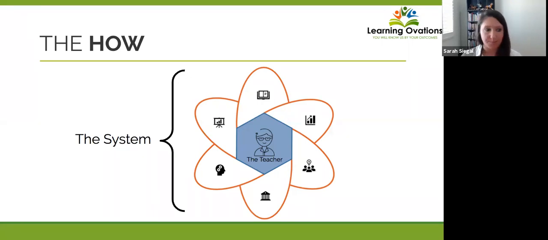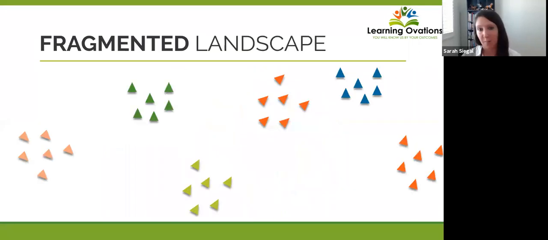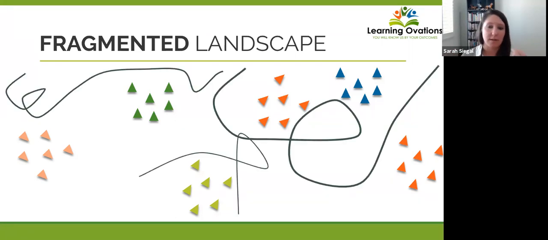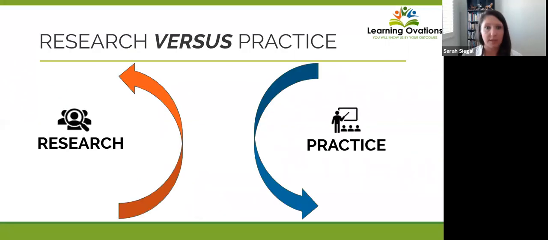So what does that look like? First, we have a fragmented landscape in the current educational setting. Many teachers have told us, I have assessments over here, they're not connected to my curriculum at all, I have all of these different initiatives, it seems like nothing is moving together. And that makes it really hard to get aligned. One of the reasons we see this is because research and practice don't talk to each other. We have a lot of great theories, like the simple view of reading and the science of reading, but they're just not making it into the classroom in a way that's applicable or helpful, or even making that jump at all.